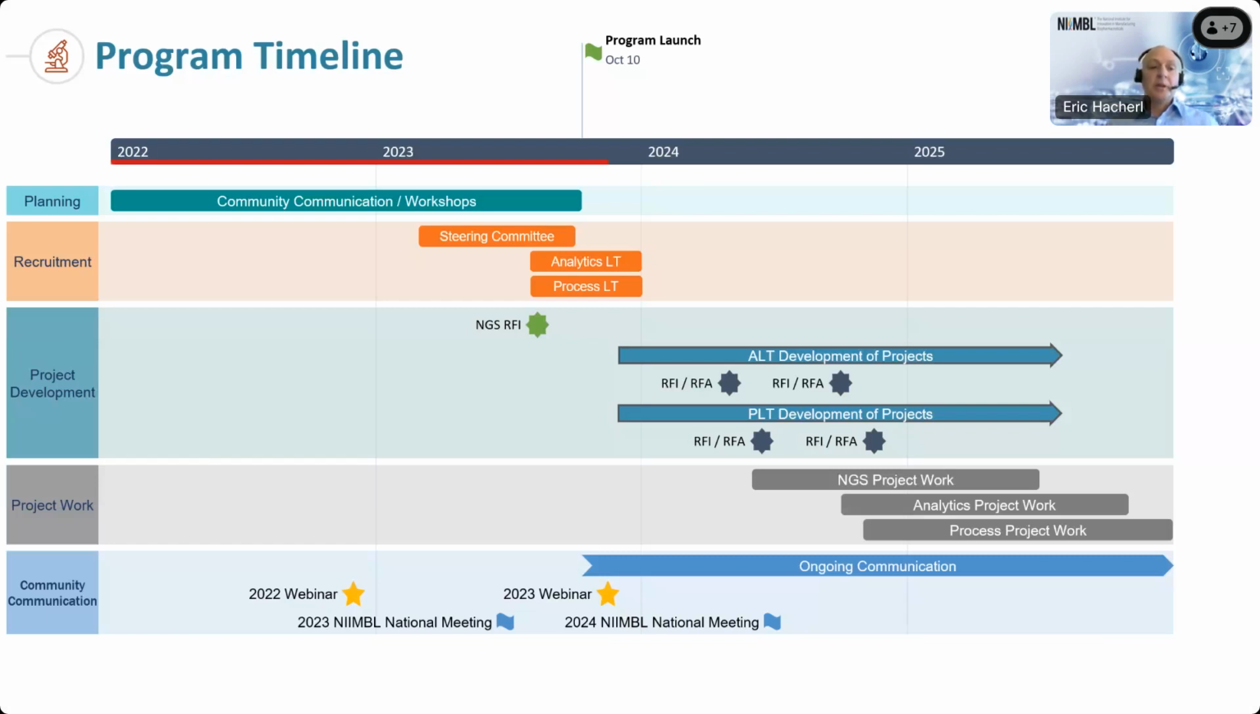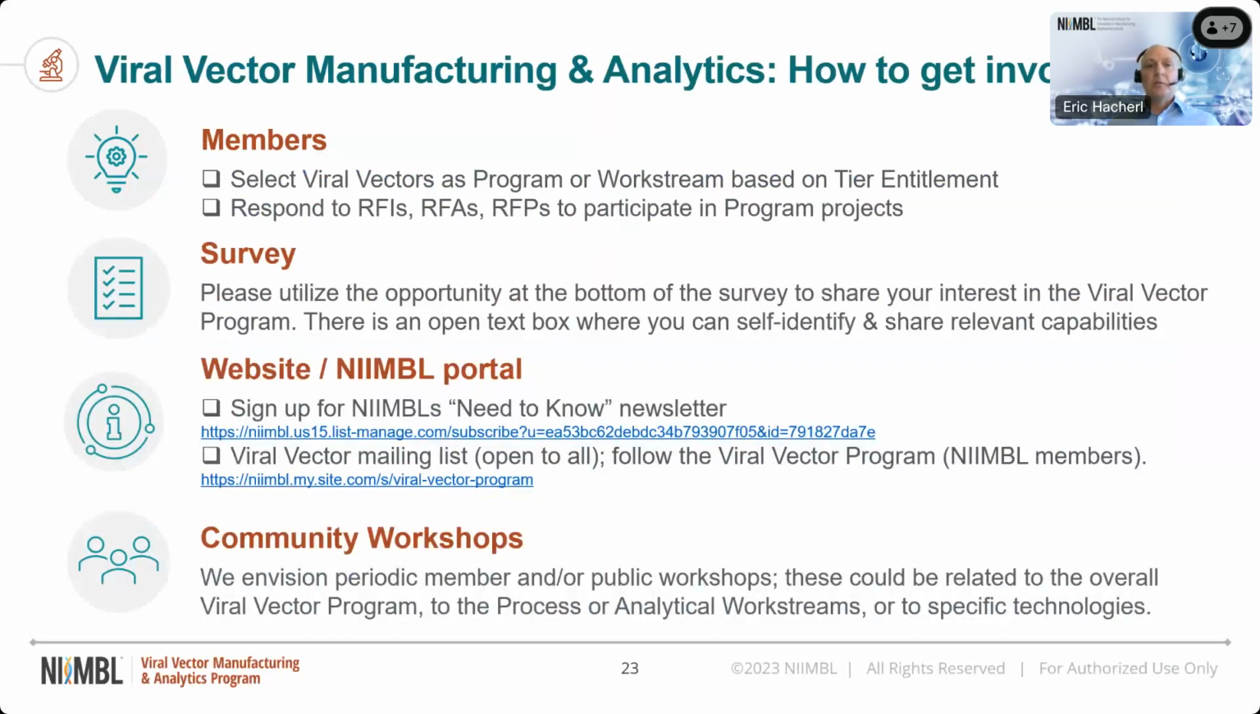And then ultimately, there's a communication band that we need to keep very active. We do this through this webinar series. We started this last year, and this is the second of the webinars. We also will do significant communication at the NIIMBL national meetings. The next national meeting is coming up in June of 2024. And then we'll have ongoing communication, which I'll discuss on the next slide. So if you could go to the next one, Dan, I will wrap with this slide.